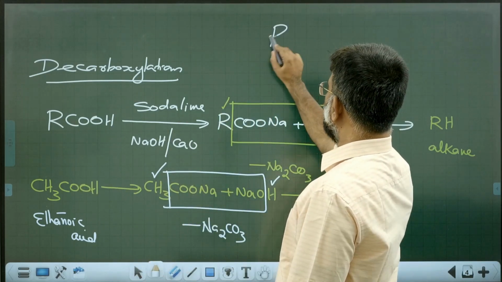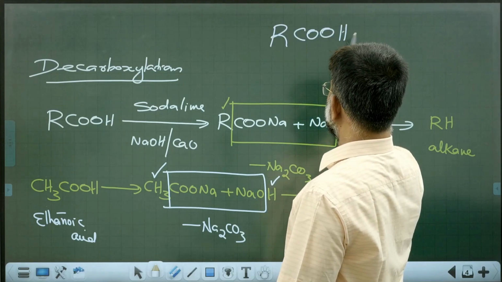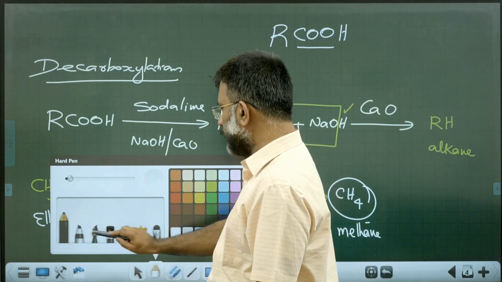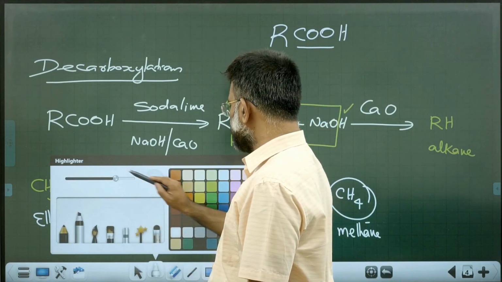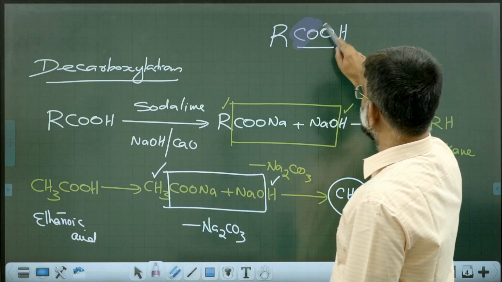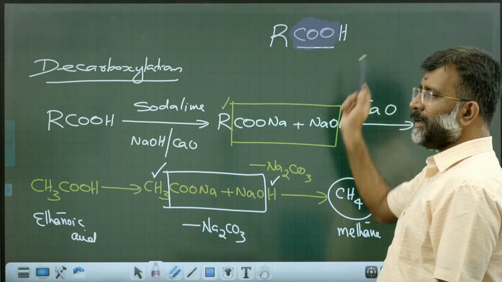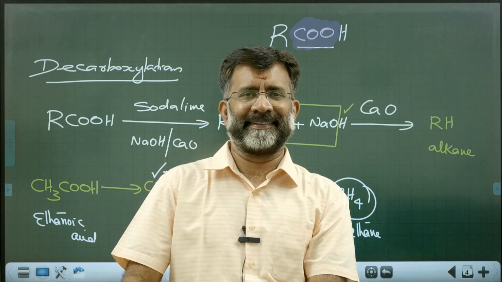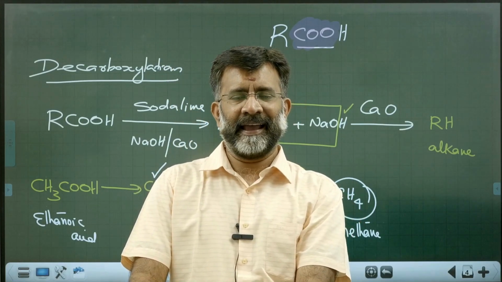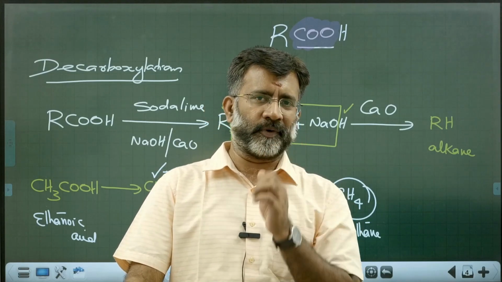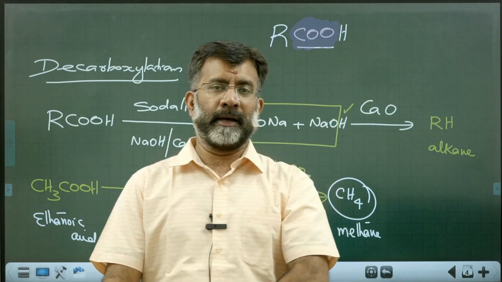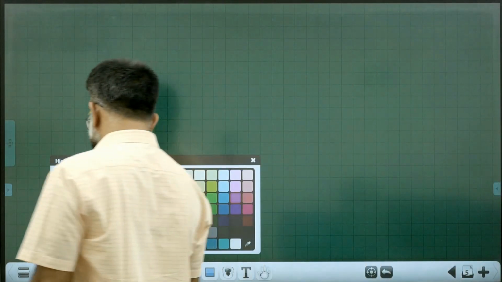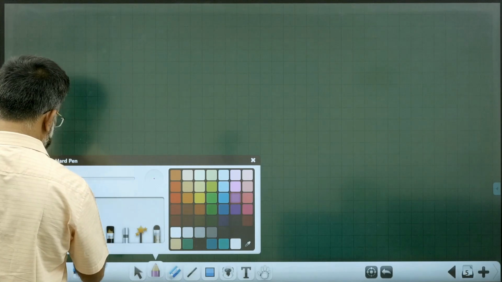If you take RCOOH, you just erase the COO. You remove COO, and the result will be RH. That is decarboxylation. Right? And a final method of preparation for alkane, Kolbe electrolysis process. Kolbe's electrolytic process. Kolbe's electrolysis.